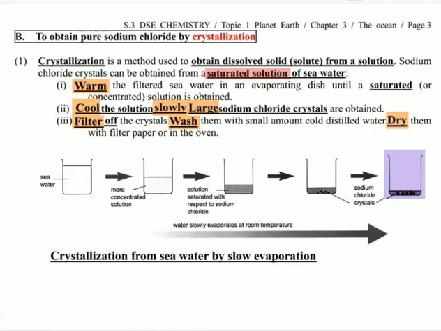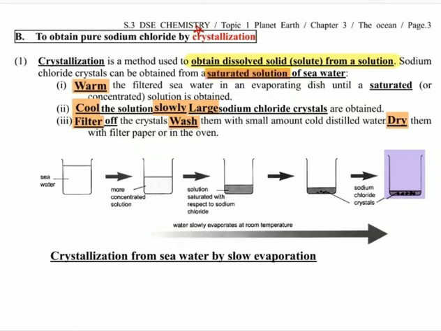Okay, to obtain pure sodium chloride by crystallization. So this is important. Crystallization is a method that we can use to obtain pure sodium chloride. Crystallization is a method to obtain dissolved solid from a solution. Okay, from a solution we can obtain the dissolved solid. If we want to collect sodium chloride crystals, we can obtain them from a saturated solution of seawater.